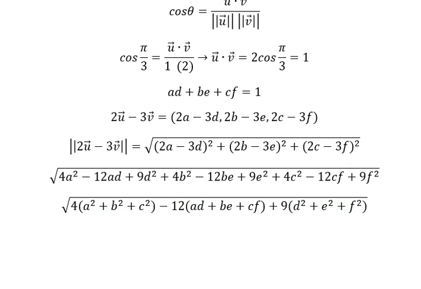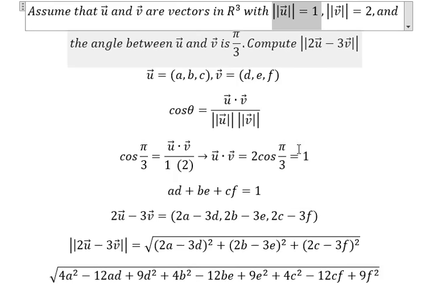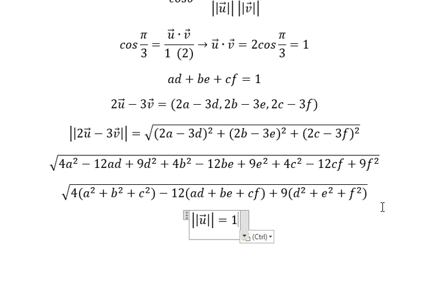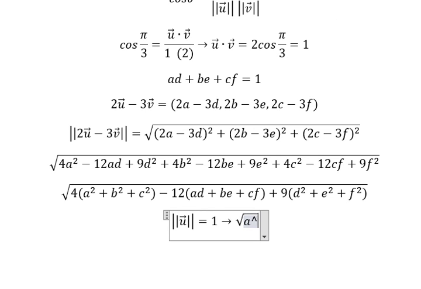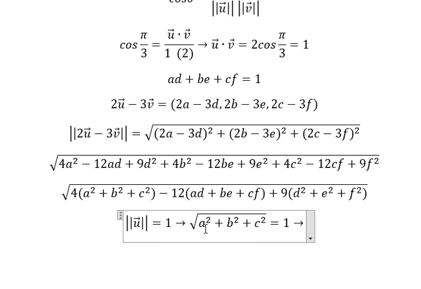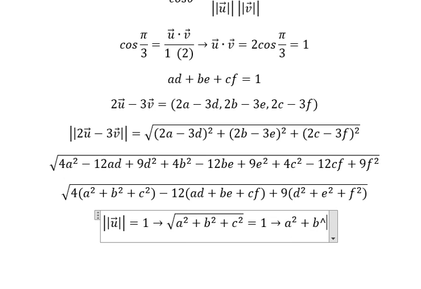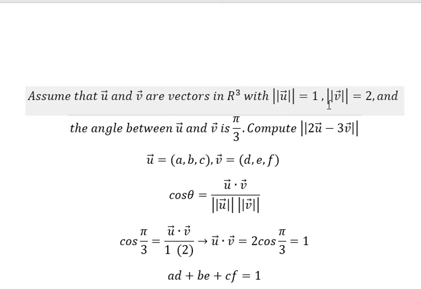So we know that the magnitude of vector u is 1. So that should be the square root of a squared plus b squared plus c squared equals 1. So we square both sides. You get a squared plus b squared plus c squared equals 1. Similar for the next one.